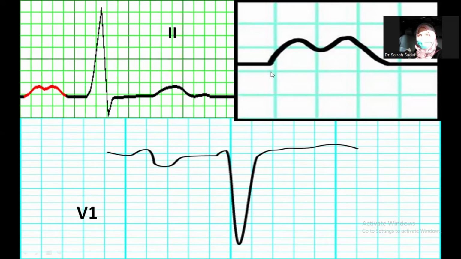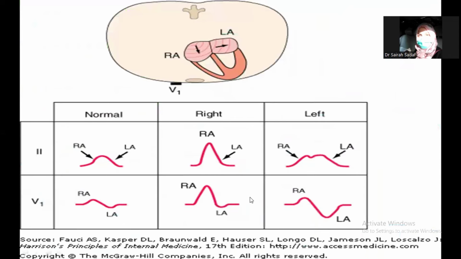So anyways, this is the P mitral. As you can see, this is broader, more than 2 mm, 2 small squares. And in lead 2, it appears like this. But in lead V1, it appears like this. In the 2 phases, it has 2 components. The right component shows the right atrium, the left component shows the left atrium. How beautiful is that? Now let me show you another slide. This one is a very beautiful slide. You can take a screenshot of it.